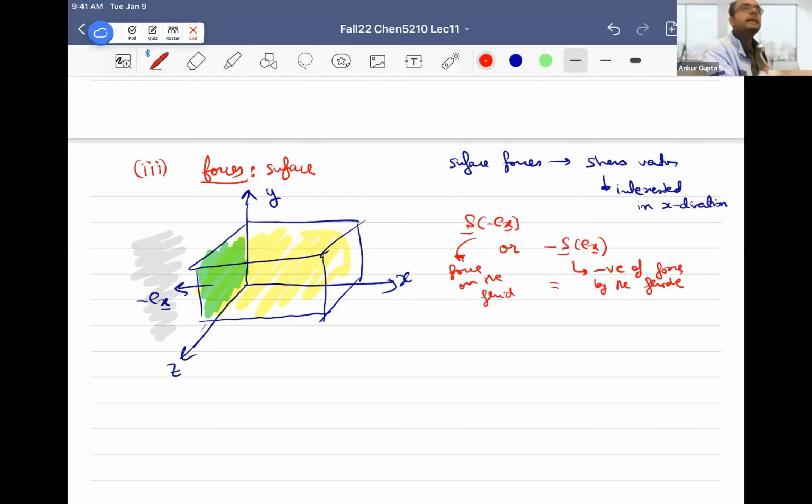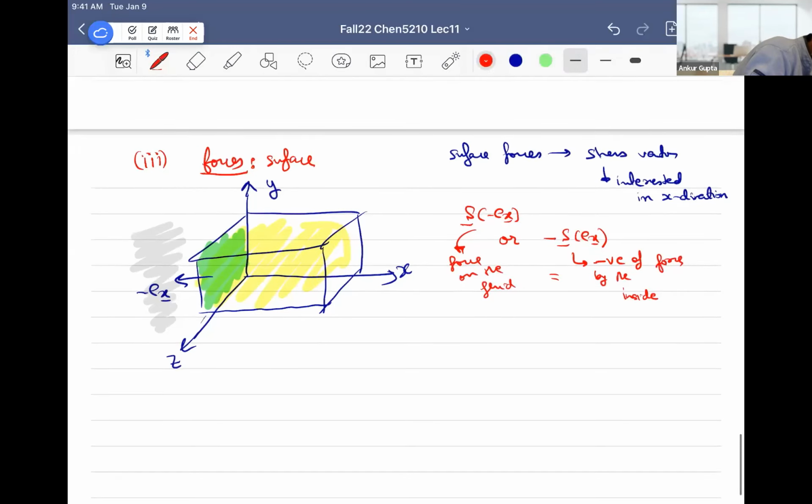You can use minus Ex or you can use minus of S of Ex, but the idea should be the same because it's the negative of the force by the fluid inside. Any questions here? Does that clarify the idea? So you take it outside because that's the force by the outside fluid, so it will be on the inside fluid, or you take it inside, but then you reverse it to get the full force on the fluid.